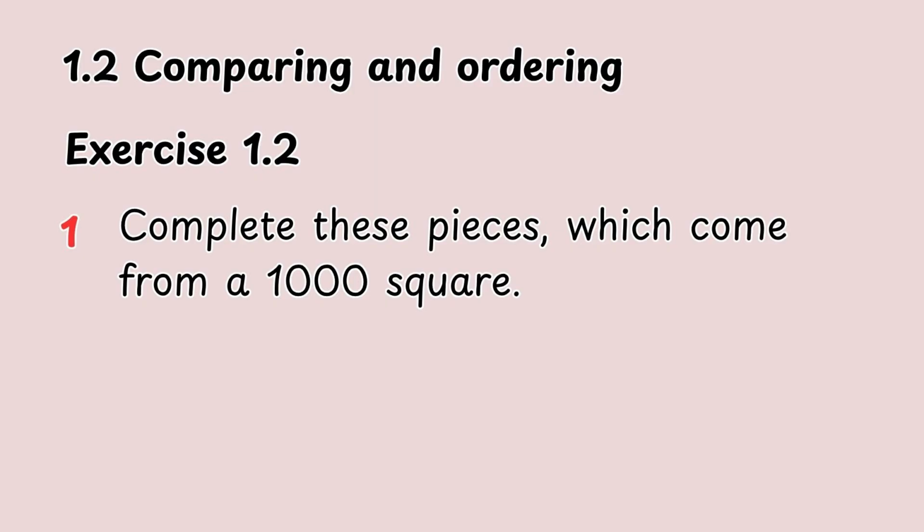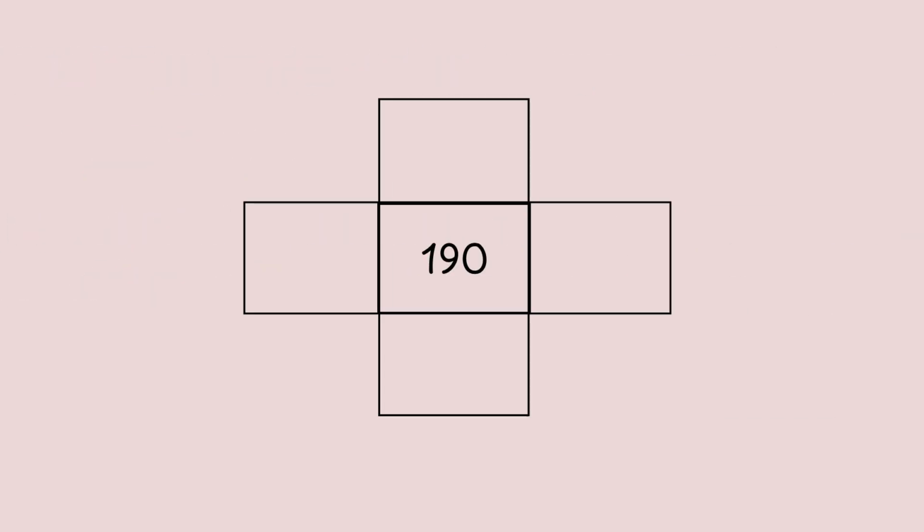Today we are going to do the exercises from Cambridge Primary Mathematics Workbook 3. 1.2 Comparing and Ordering. Exercise 1.2. Number 1. Complete these pieces which come from a 1000 square. So, look at this number cross. It looks like a puzzle, but it's actually a magic trick for counting.